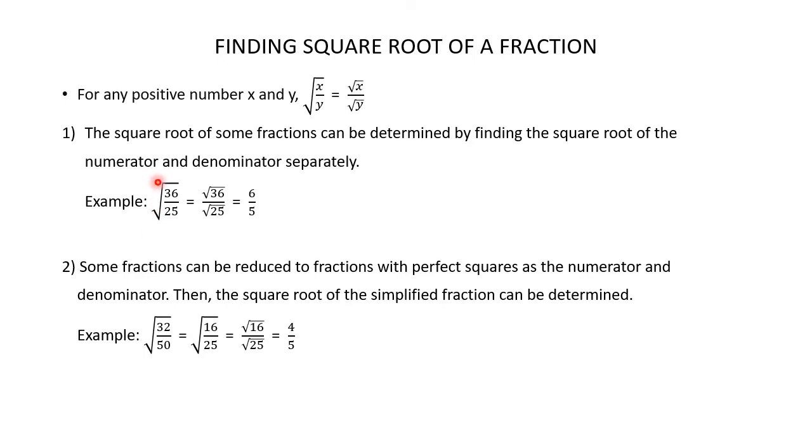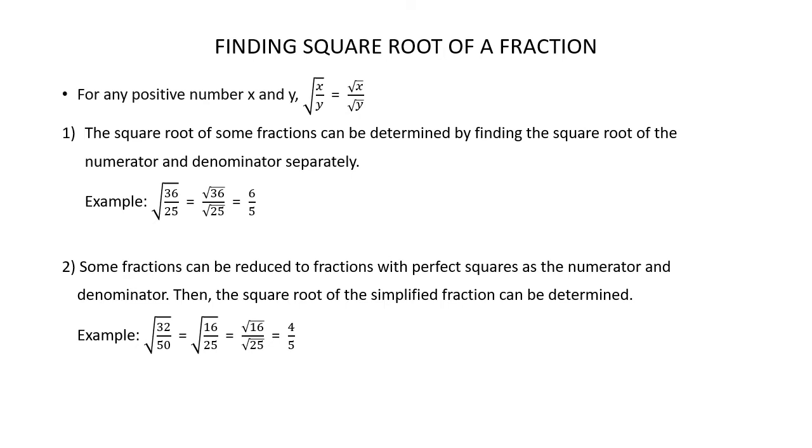Let's see how to find the square root of 36 upon 25. The square root of 36 upon 25 is nothing but the square root of 36 upon square root of 25. Now the square root of 36 is 6. The square root of 25 is 5. So the square root of 36 upon 25 is nothing but 6 upon 5.